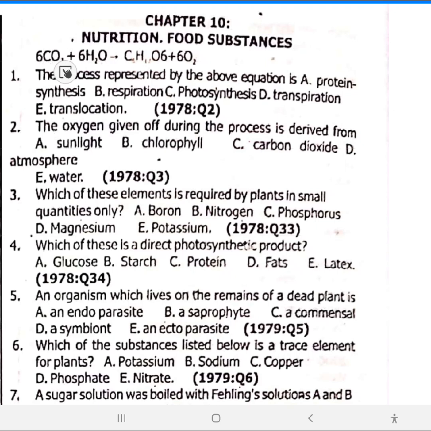6CO2 plus 6H2O is giving you C6H12O6 plus 6O2. This process here represents photosynthesis. Now, I want you to jot down. Photosynthesis is a process whereby low energy compounds such as CO2 and H2O are converted to high energy compounds such as glucose.